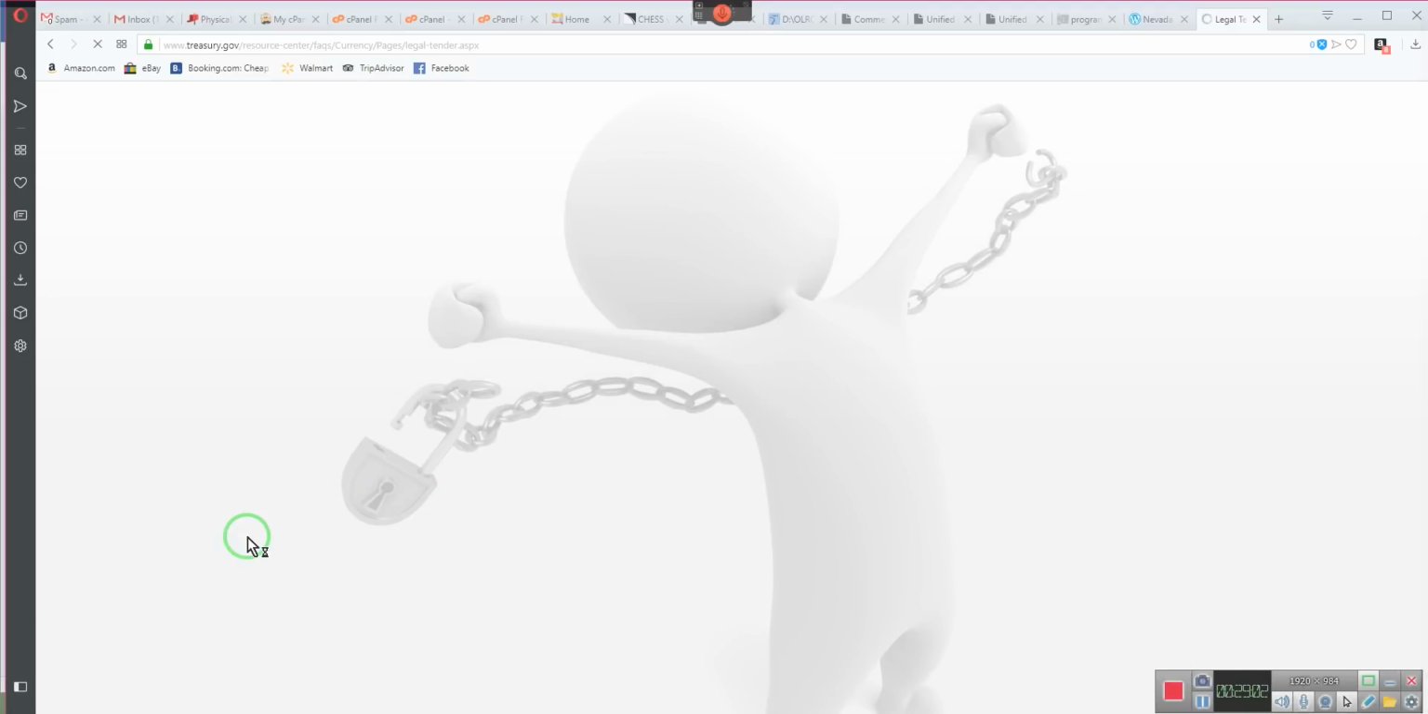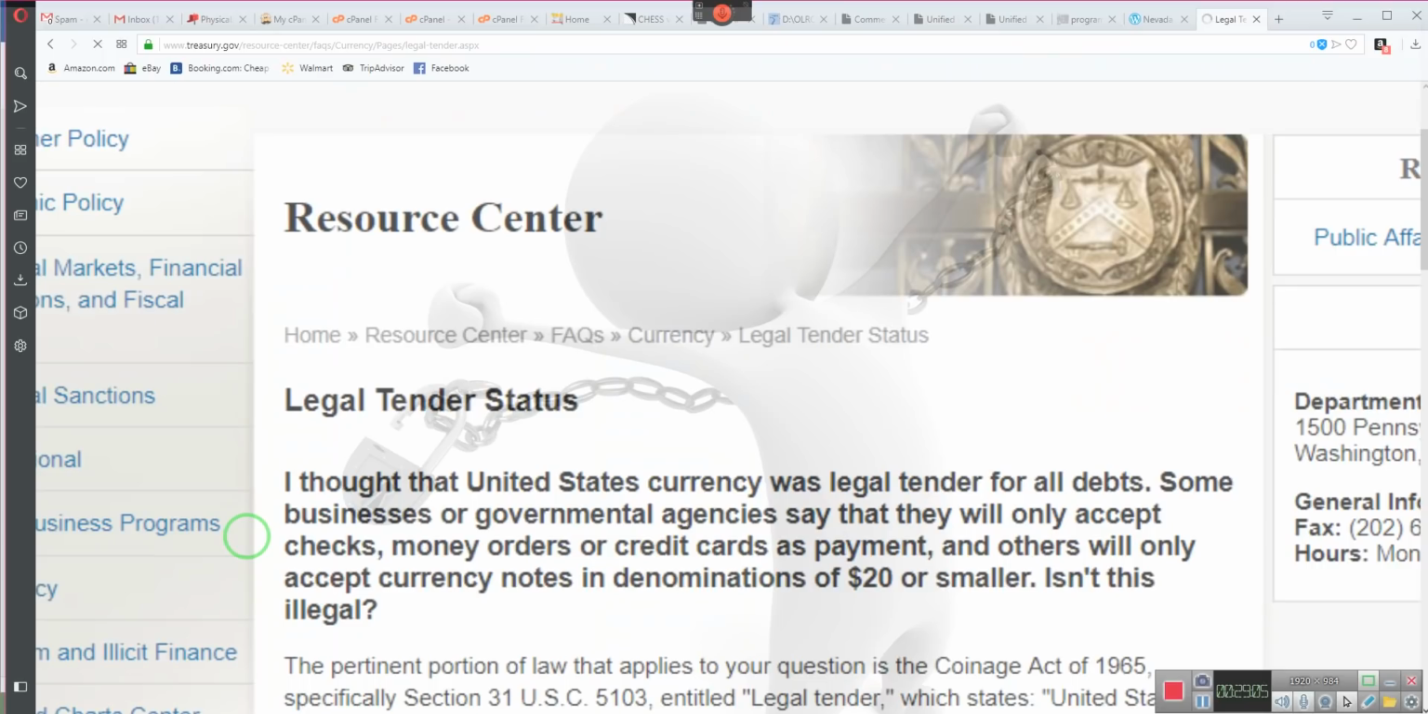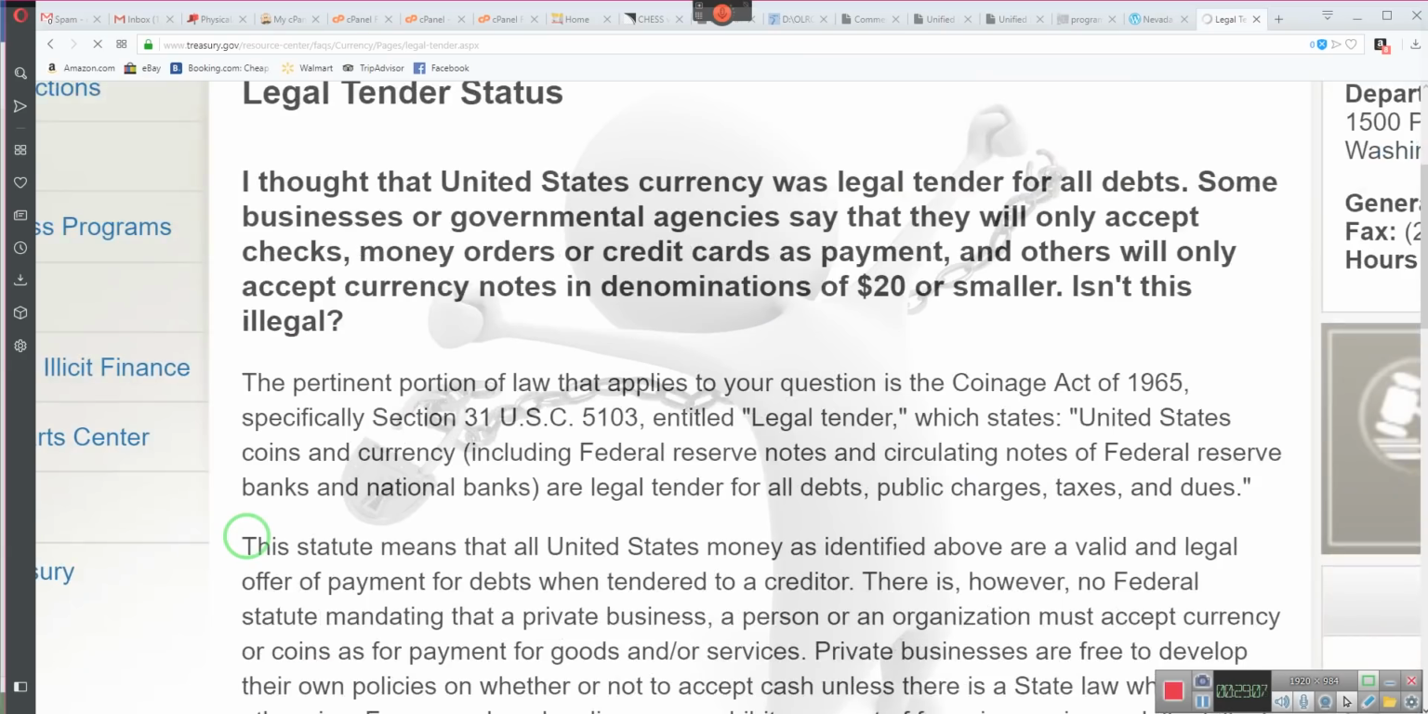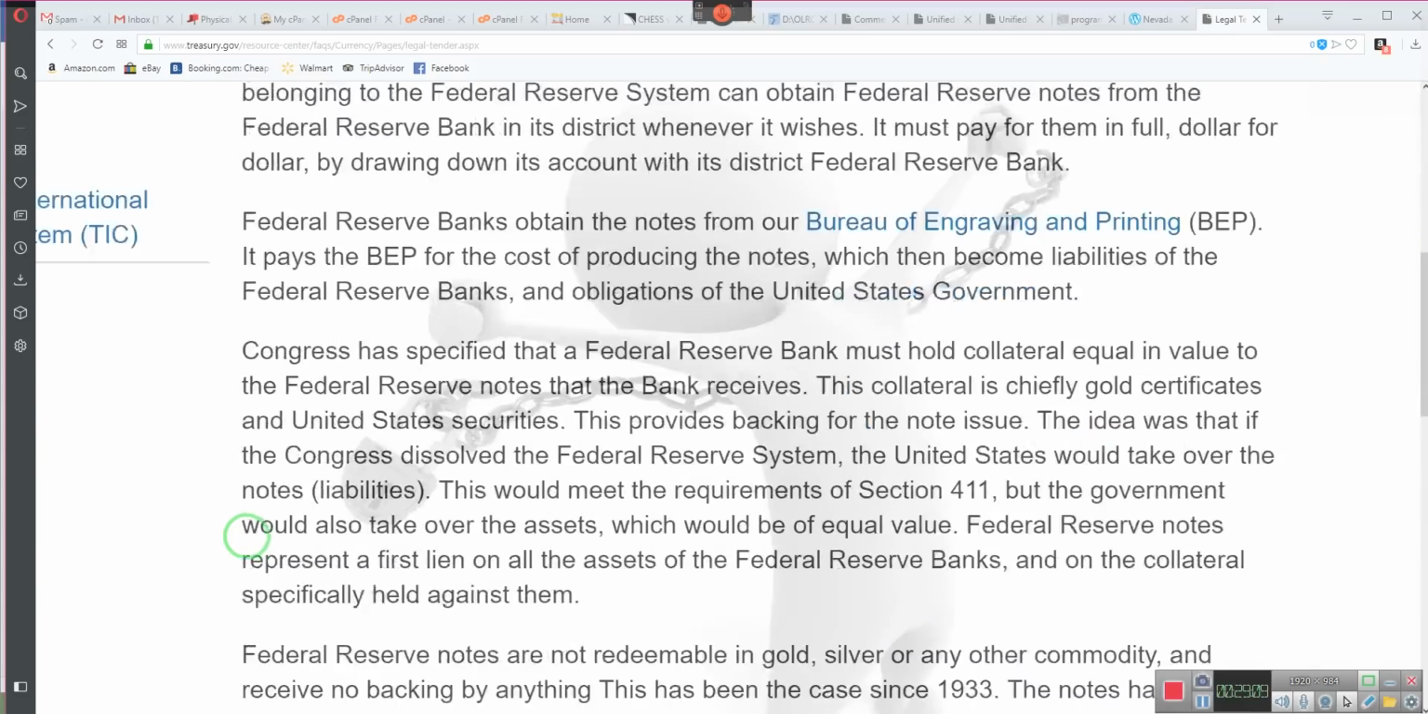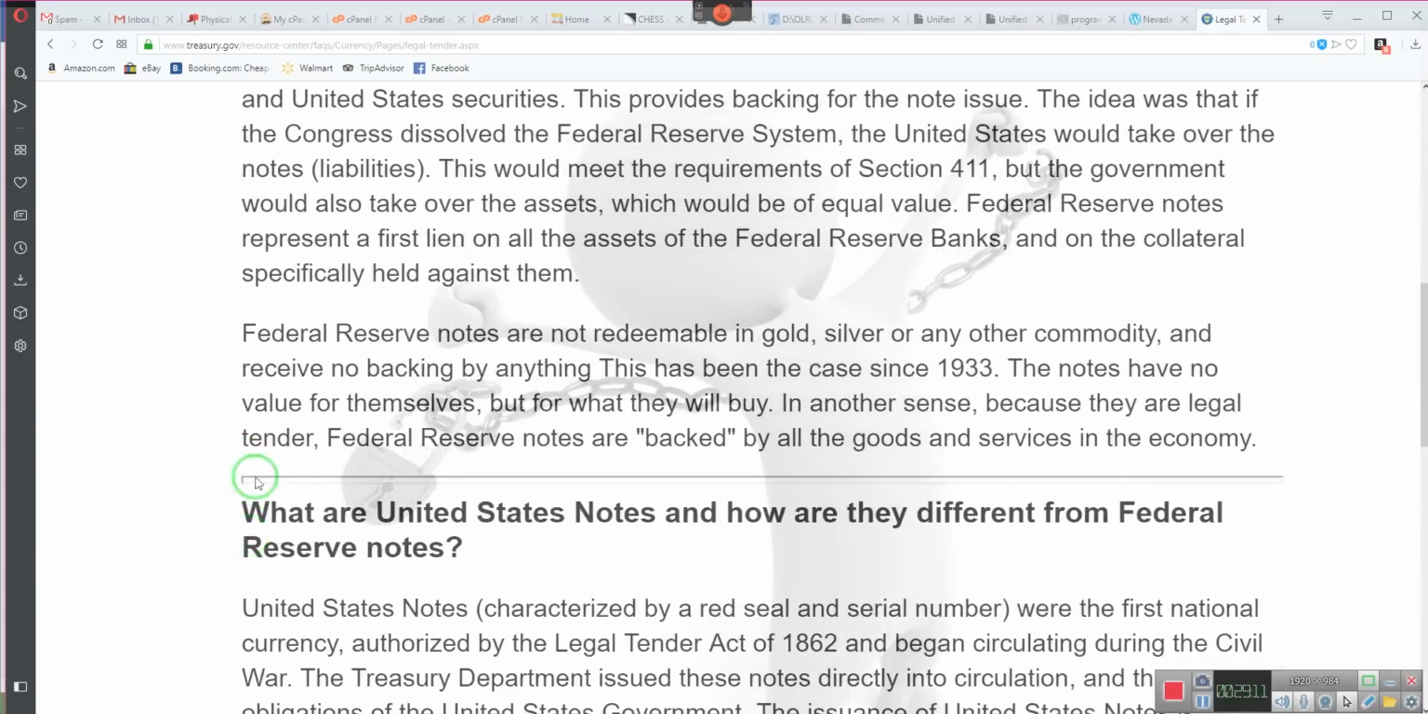Okay? Now, you got to go to paragraph number 3. Then we'll get back to explaining how you're going to pay off the debt, ladies and gentlemen. This paragraph right here: Federal Reserve notes are not redeemable in gold, silver, or any other commodity, and receive no backing by anything. This has been the case since 1933. The notes have no value for themselves. Okay, now hold on. If they have no value, how can they buy anything? We live on an equal exchange, dollar for dollar system.